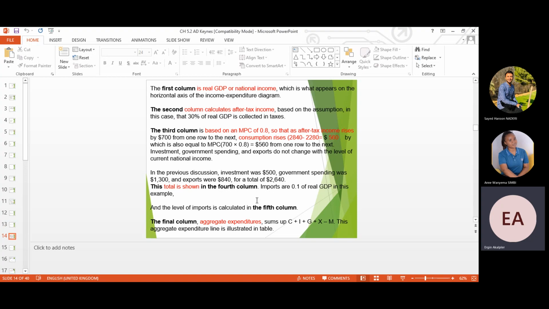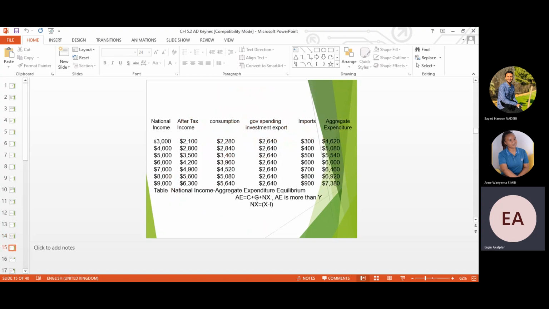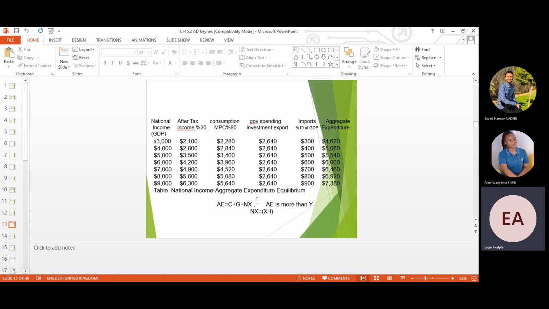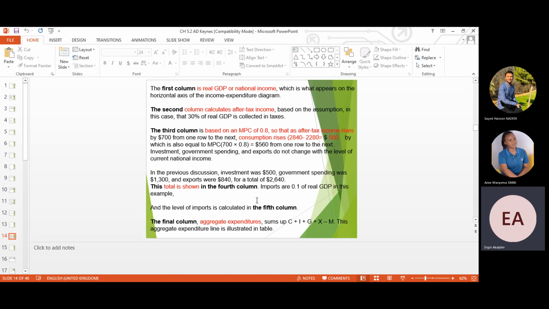And the third column is based on the marginal propensity to consume of 0.8, so that as after-tax income rises by 700 from one row to the next, consumption rises, as you see, by 560. 2,840 will be subtracted from 2,280, and you have 560, which is also equal to the marginal propensity multiplied by 700. You will get this from 2,800 in the second column, subtracted from 2,100, and you will have 700; after multiplying this by 80%, you get the consumption for the first row. Do you understand?